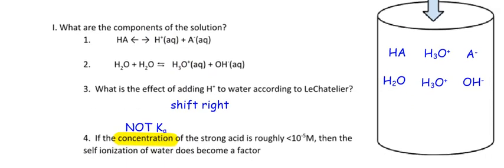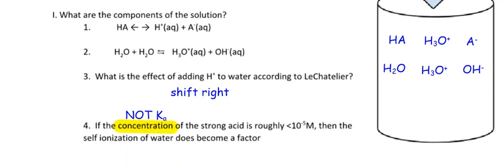Look at number 4. If the concentration of the strong acid is roughly less than 10 to the negative 5th molarity, then the self-ionization of water does indeed become a factor. So water, is there acid in my water? Yes, there is. How much? 10 to the negative 7. Not much, all right? But if I have a very weak concentration of a strong acid, then both of those are going to contribute to the amount of H plus.